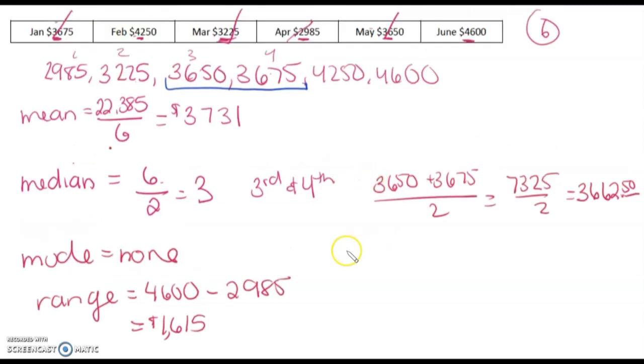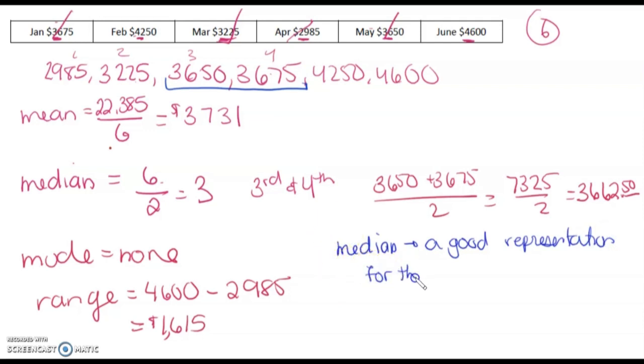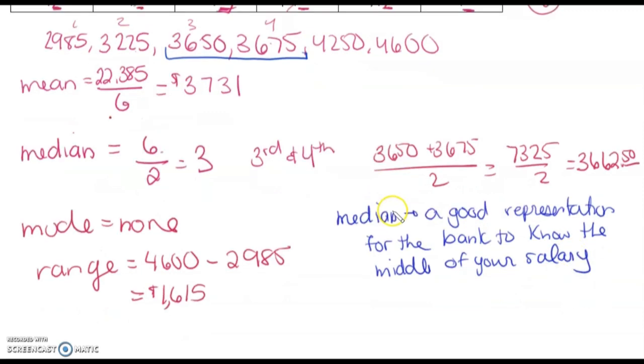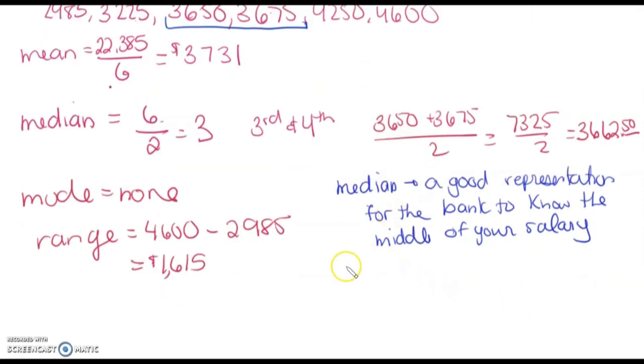So in regards to the comments, I think that you could use the median because it's a good representation for the bank to know kind of like your middle ground. Middle of your, what is it called, of your salary. So really big numbers are not going to interfere, and really small numbers.